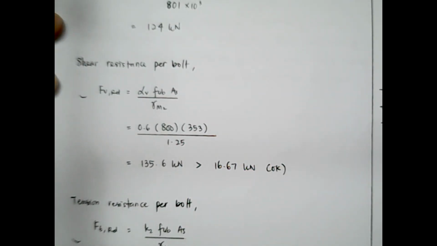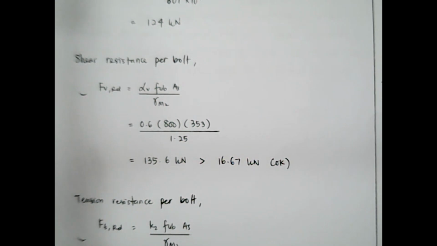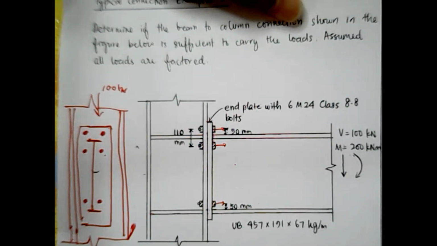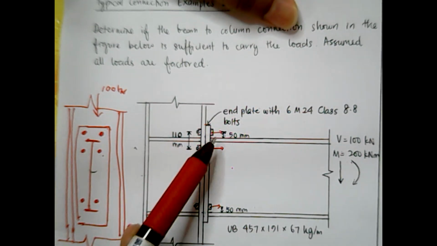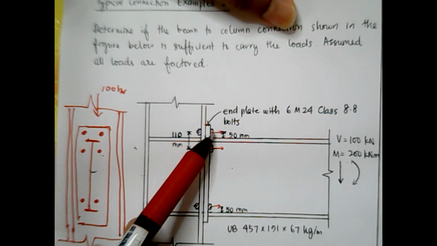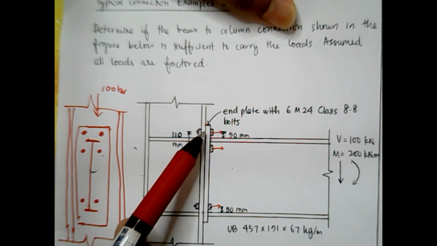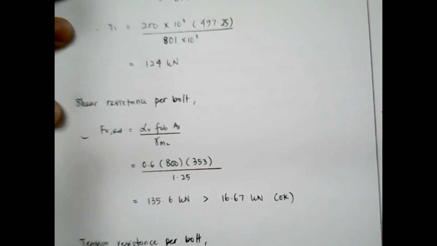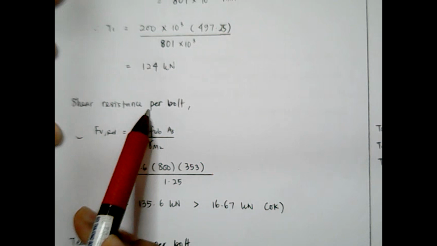Okay, so for now, let's first check the resistance of the top bolt. The top bolt, which is this bolt, under tension and under shear, and how does the resistance of this bolt under tension and shear, which is combinations. Let's look one by one. Let's first look at the shear resistance per bolt.